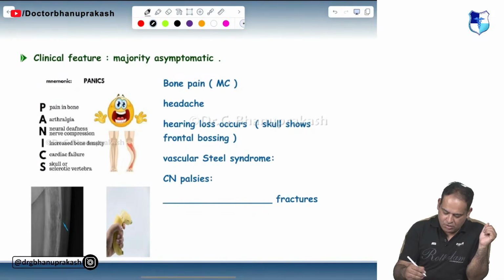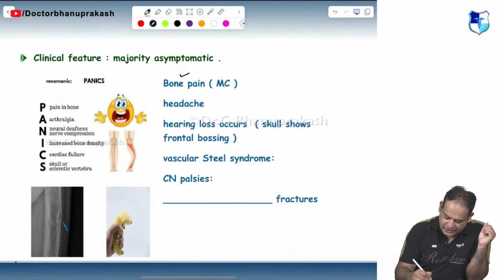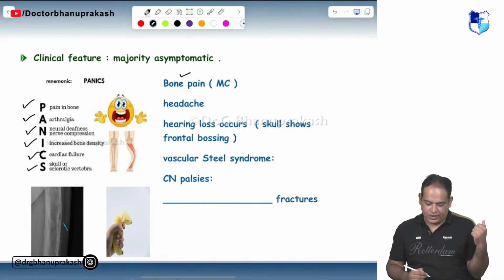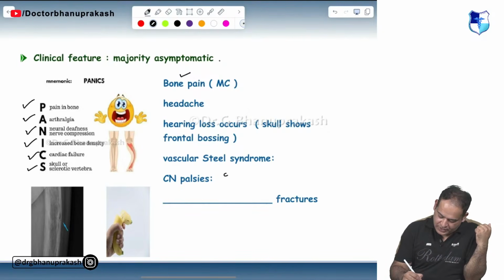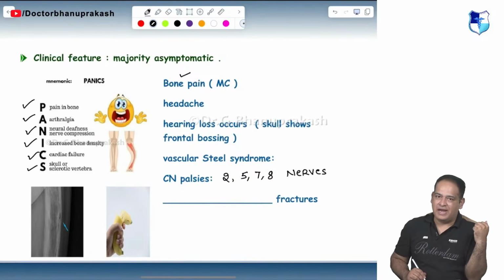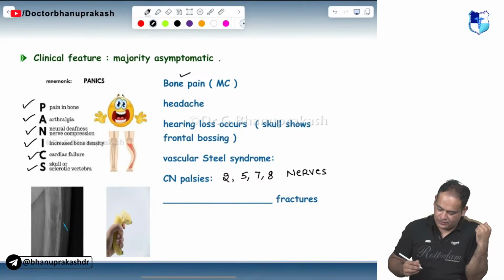Clinical feature. Most common clinical feature is bone pain. Headache also occurs. Hearing loss. Now, this is a mnemonic, pain. We'll see each one of these. Cranial nerve palsy commonly occurs and it affects these nerves: 2nd, 5th, 7th, and 8th cranial nerve.